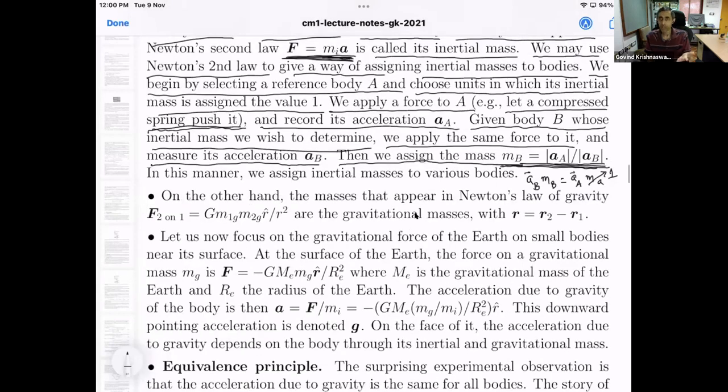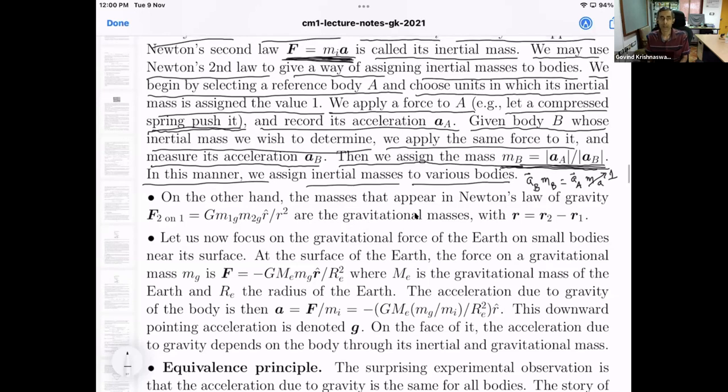Of course, this definition of mass is reliant on second law of Newton. There is no going away from that. This is part of the definition. So the values of physical quantities depend on the model or theory in terms of which you are giving those definitions or measurements. So we have to accept that. So any question about the procedure by which we assign this inertial mass?